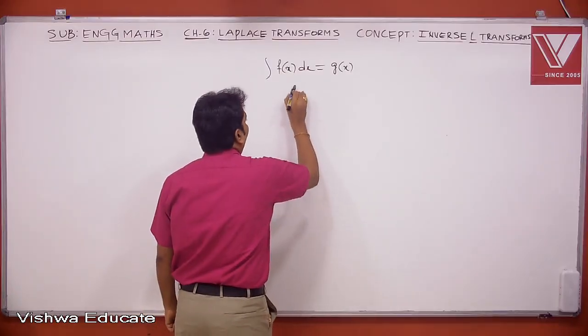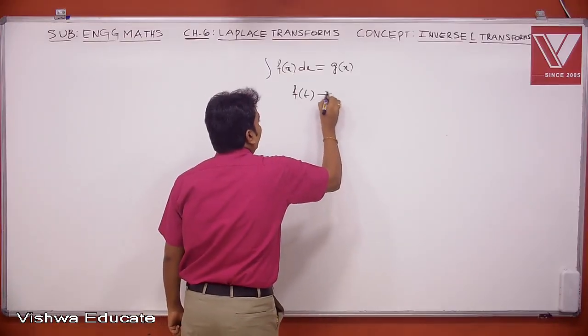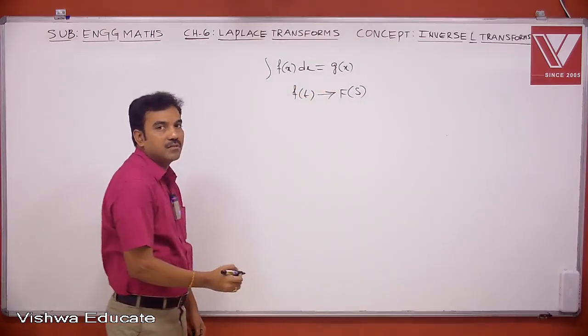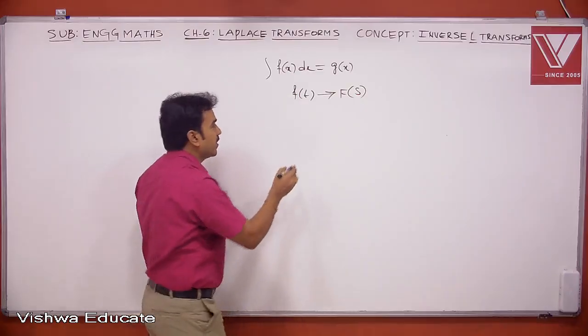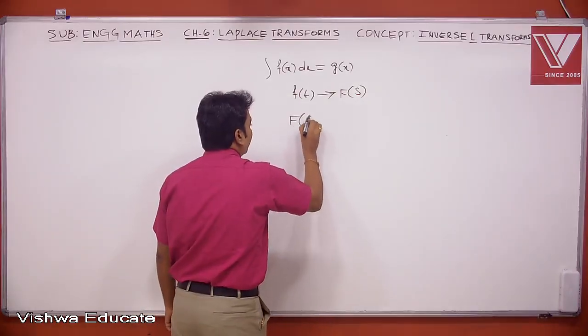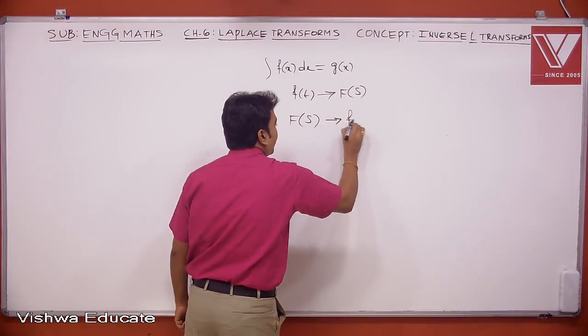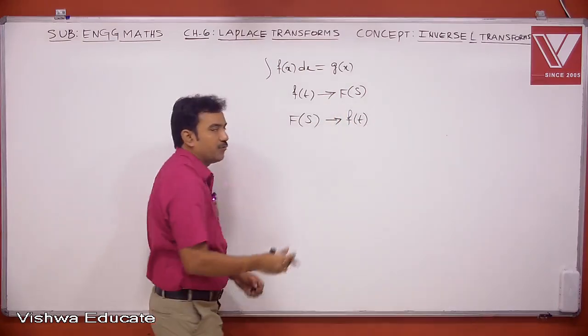Suppose a function f of t is given. Generally we find its Laplace transform in terms of the signal variable s. Now it's a reverse operation. So F of s will be given, that means the Laplace transform of a function is given, and you need to find its inverse Laplace transform, that is f of t.